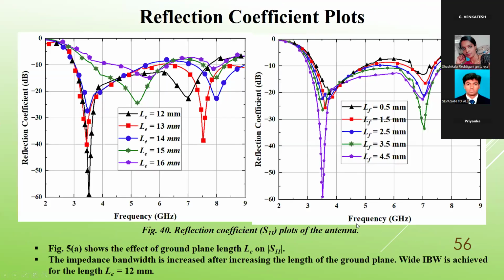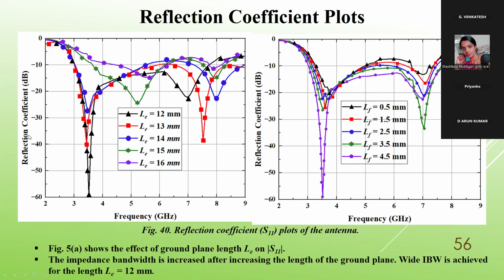So coming to the reflection coefficient, this is for S11 plots. For different lengths, we have checked the variation of LE and LF, and we have considered the reflection coefficient. That gives a better reflection coefficient for an LE value of 12 mm.